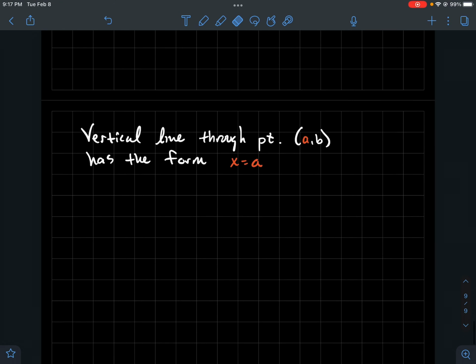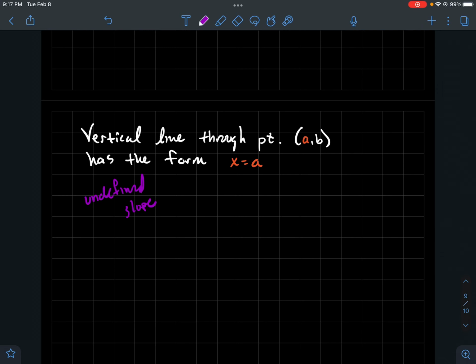All right, so vertical lines work in a similar way. A vertical line through the point (a, b) has the form x equals a. So vertical lines are a little bit goofy because up until now, everybody's been y equals something. Vertical lines are x equals a number here. Also, I don't remember if I wrote this down earlier, so I should write it down now. A vertical line has an undefined slope. So, undefined slope.